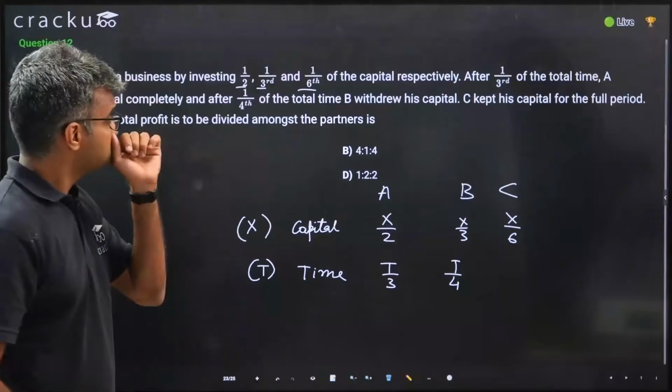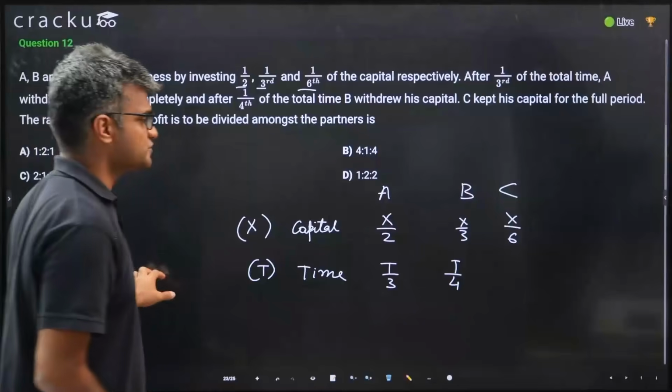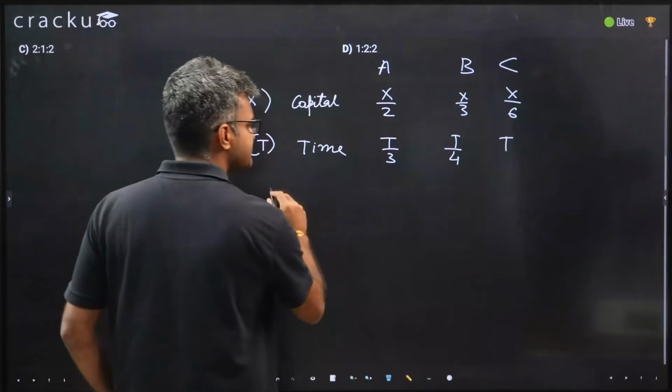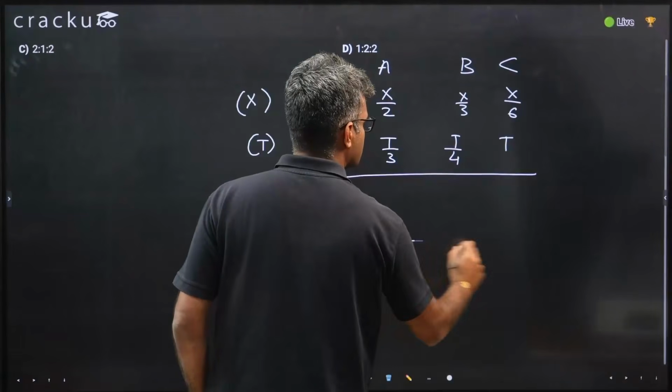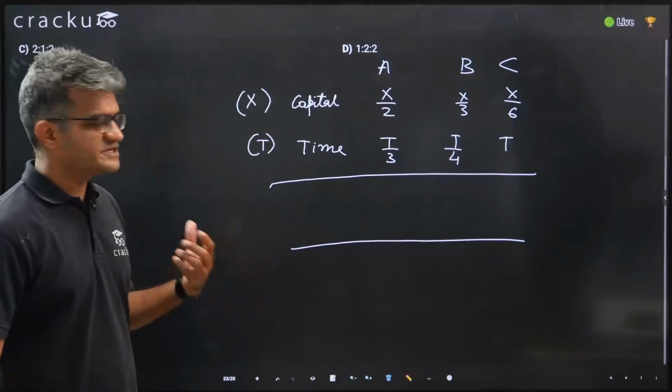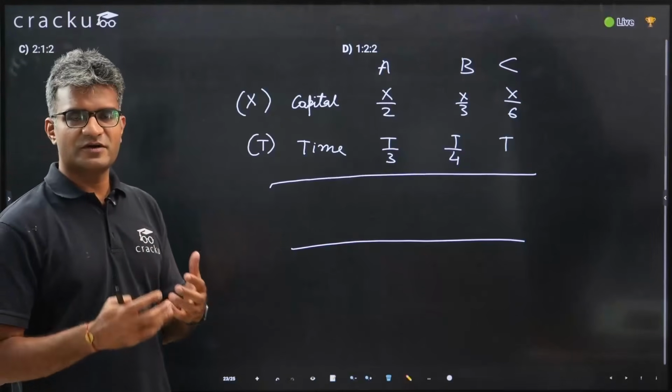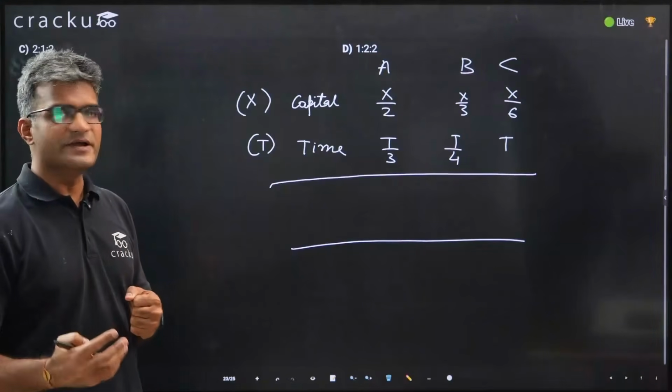And C kept his capital for the full period. So, C invested for T. Remember what we discussed? We discussed that the effective investment is total capital into total time. That is the total money he invested, or they invested, into the total time period.